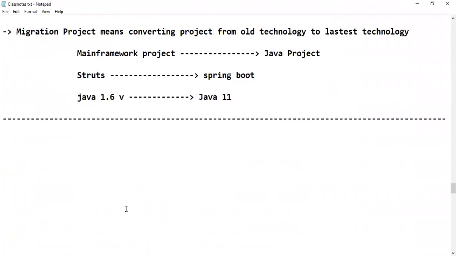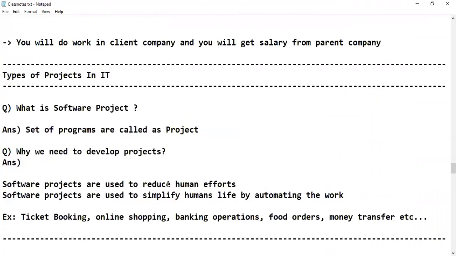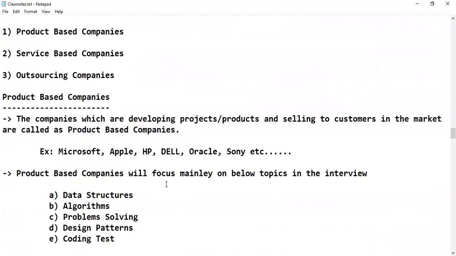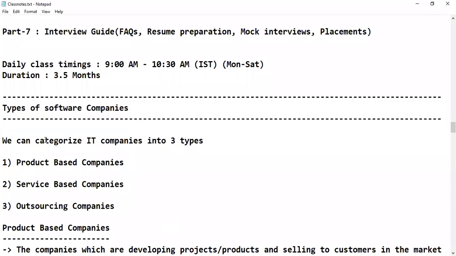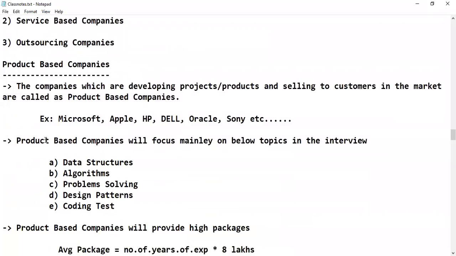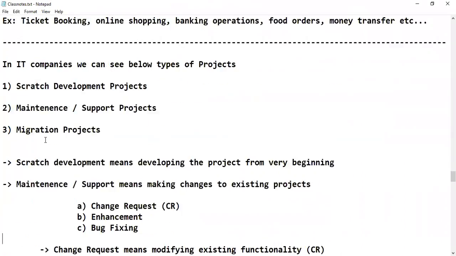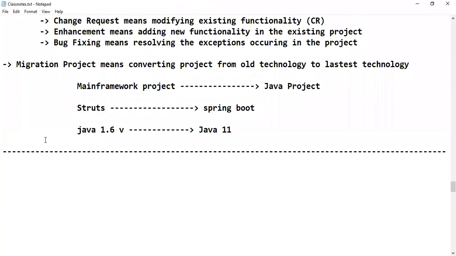So what did we discuss today? Types of software companies and types of software projects. So is this theory useful, guys?